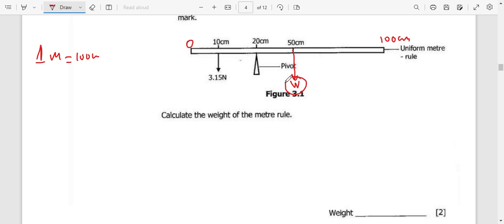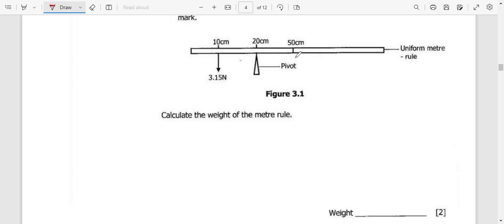To find the weight of the ruler, we use the principle of moments. The principle of moments says anti-clockwise moment is equal to clockwise moment. So if I get this force, I multiply with the distance from the pivot, it should be equal to this force multiplied by the distance from the pivot. So that is what we call the principle of moments. That is the one we're going to use.